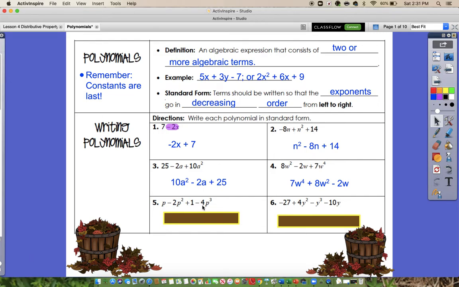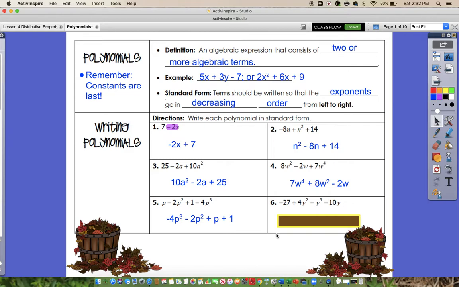For number five, we're going to start with our highest power. So that's going to be this p to the third. So we're going to keep that negative sign with it. It's negative 4p to the third. Then we need our p to the second power. So negative 2p to the second. Then our p to the first power. So plus 1p, because that was positive. And then at the end, we're going to have our constant, plus 1.